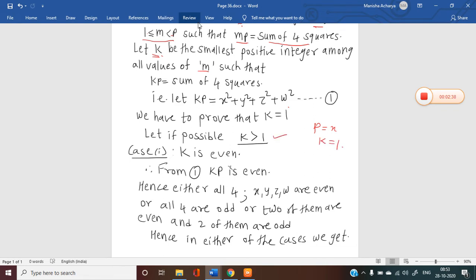So let, if possible, k be greater than 1. Then we are going to arrive at a contradiction. To arrive at a contradiction, we consider two cases, that k is even and k is odd, and we get a contradiction to the fact that k is the smallest positive integer among all values of m. That means we get some value n less than k so that np also can be expressed as a sum of four squares, and there we arrive at a contradiction. That is the whole idea behind this proof.